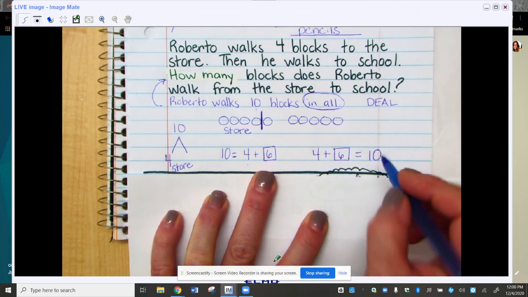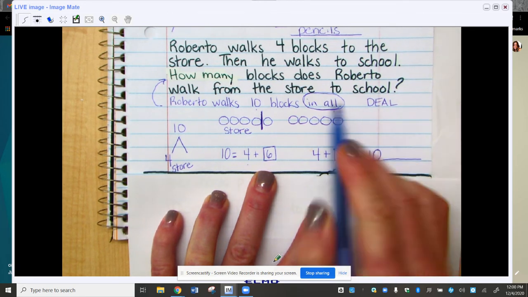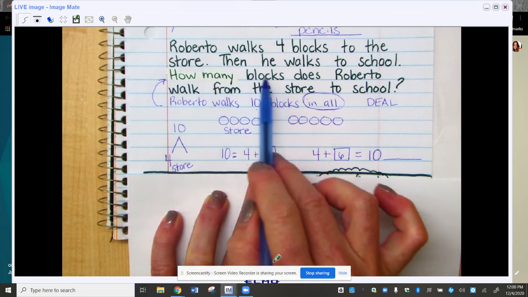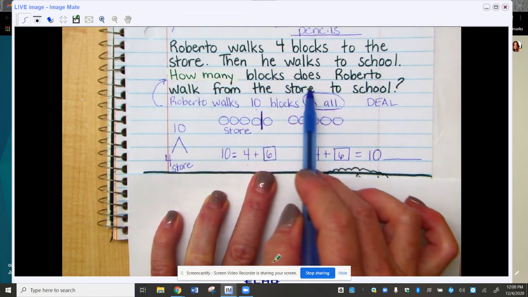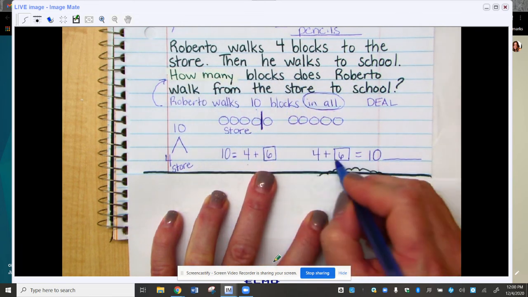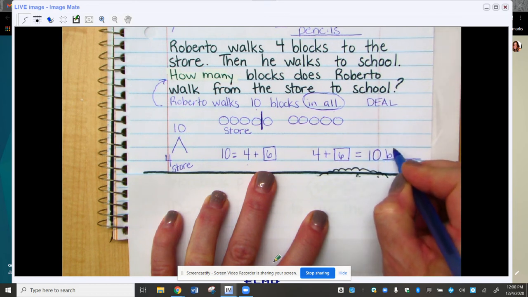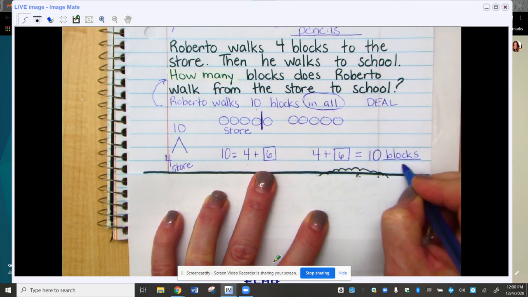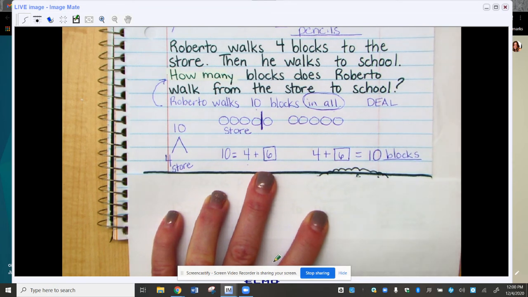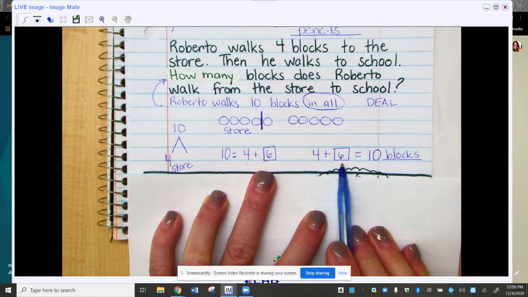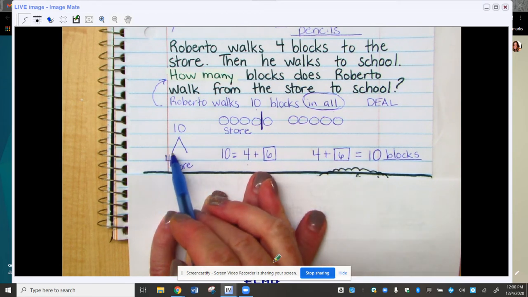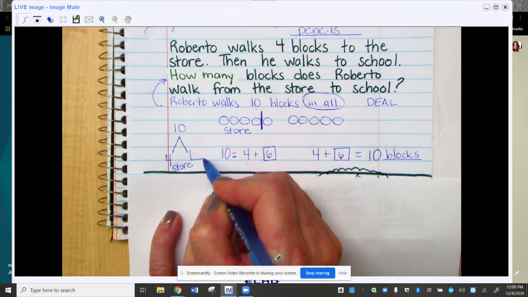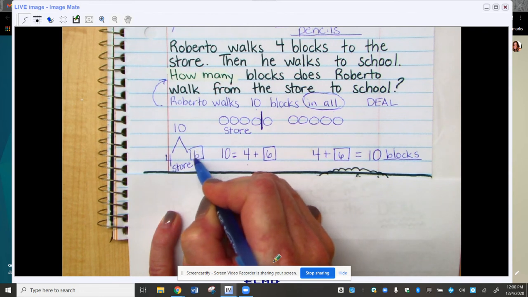So now I need my little label, and it says, how many blocks does Roberto walk from the store to school? And it's 6 blocks. Well, there's the CK after a short vowel. Look at that. Okay, so the unknown partner that I was solving for over here was 6.